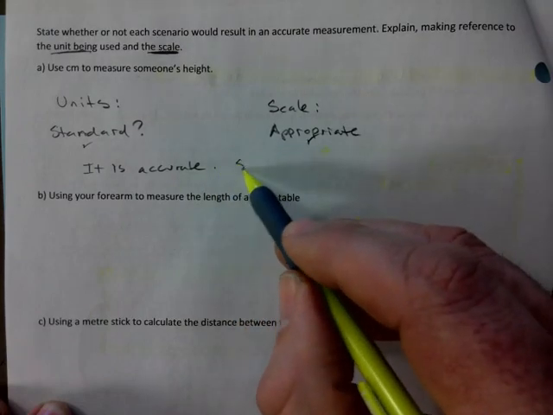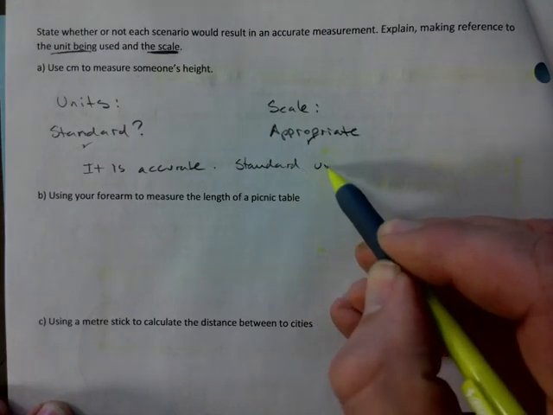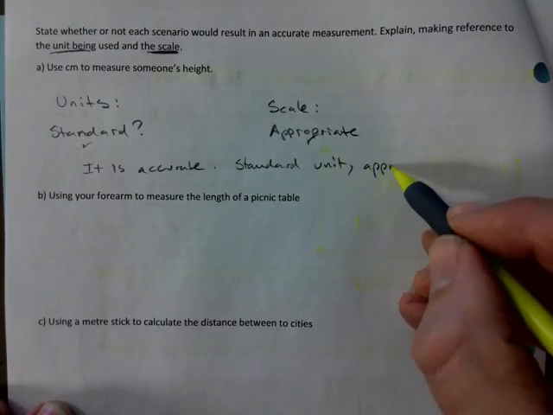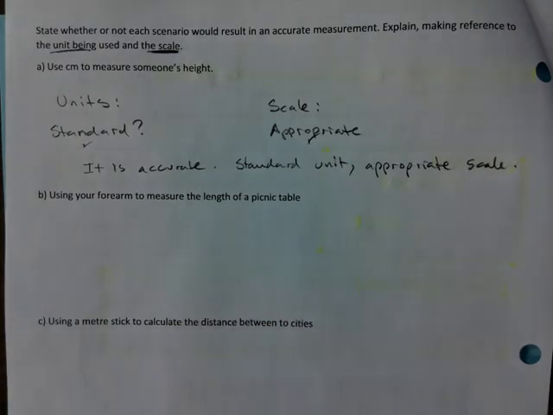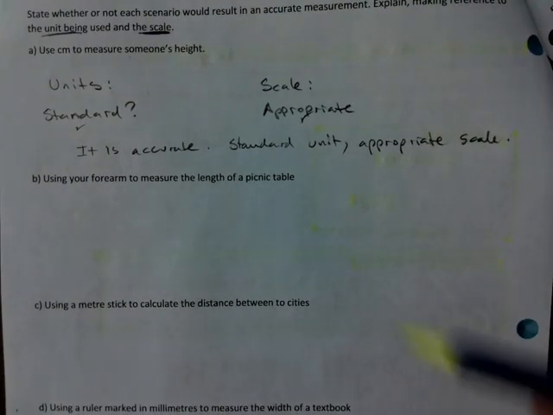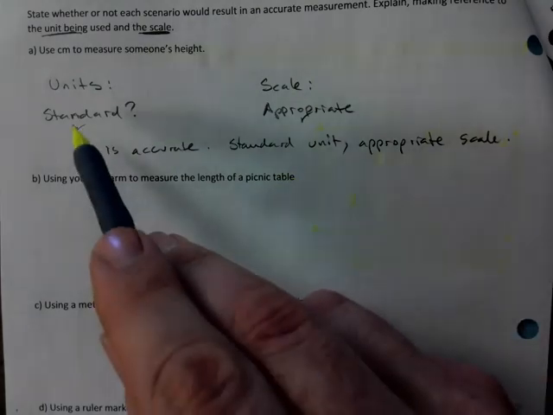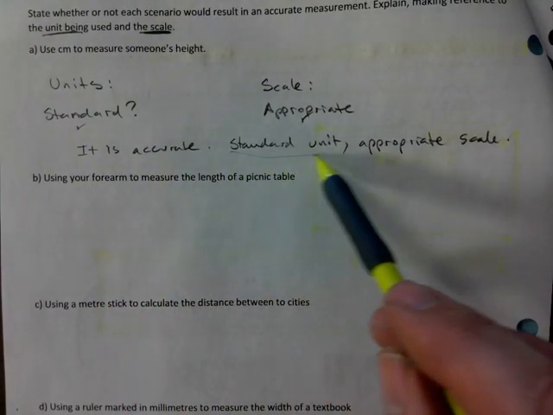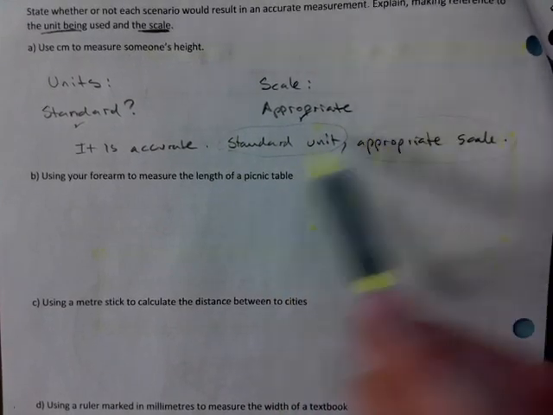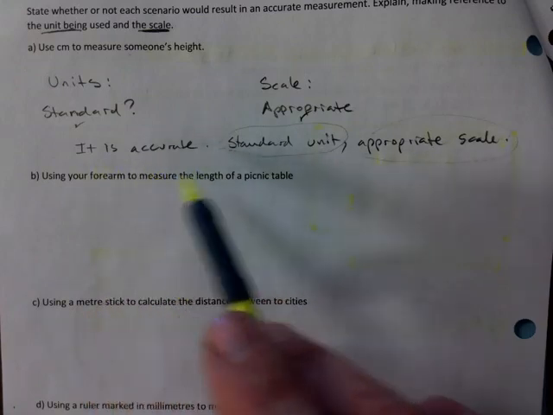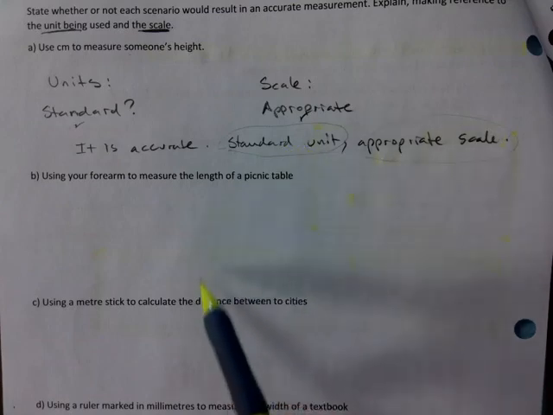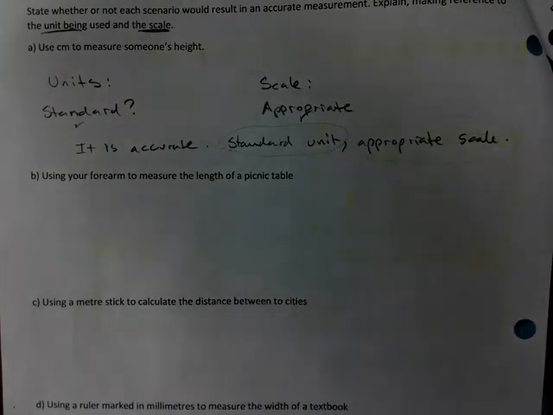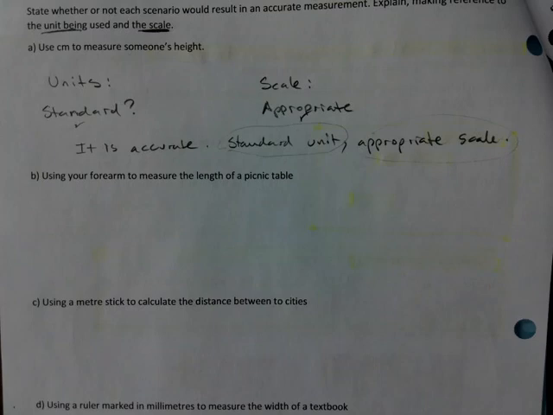Okay, standard unit, appropriate scale. So in this case, that's all we make reference to. Honestly, all you need to do is make a reference about the unit and the scale, and then make your statement whether or not it is accurate. If it fails either one or both, it's not going to be accurate. Okay? So I want you to try those real quick. I'm not going to spend a whole lot of time on it, but I will go over it real quick.